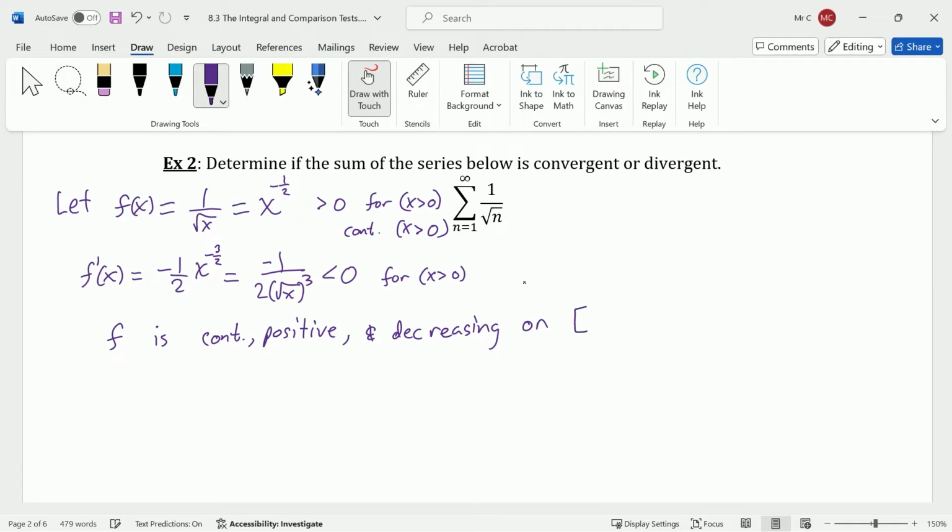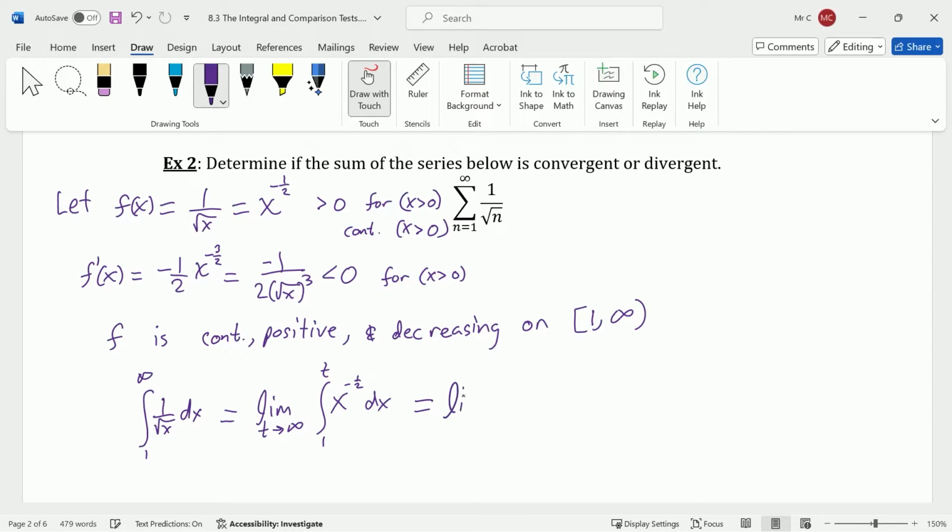on, now again, these statements are all true for any x bigger than 1, but I'm just going to start with the closed interval from 1 to infinity. And so now we'll take our integral 1 to infinity of 1 over the square root of x dx. And as always, I need to convert this to a limit. The limit as t goes to infinity of the integral from 1 to t of x to the negative 1/2 power dx.